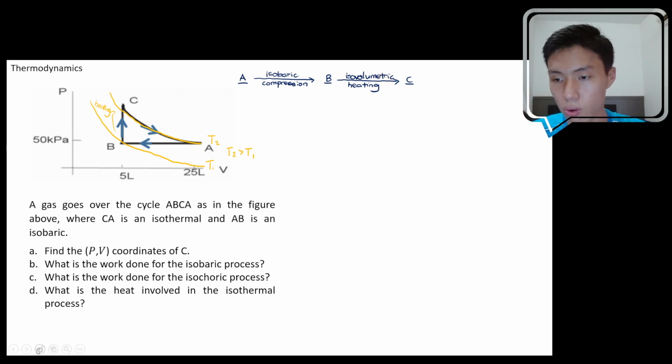Then after that, you go from C back to A. The pathway that you go from C back to A will be called isothermal. So this is an isothermal process because it says so in the question. Then after that, you know that the volume is increasing. So this is an isothermal expansion. Okay, so let's write down the pressure, volume, and also the temperature.